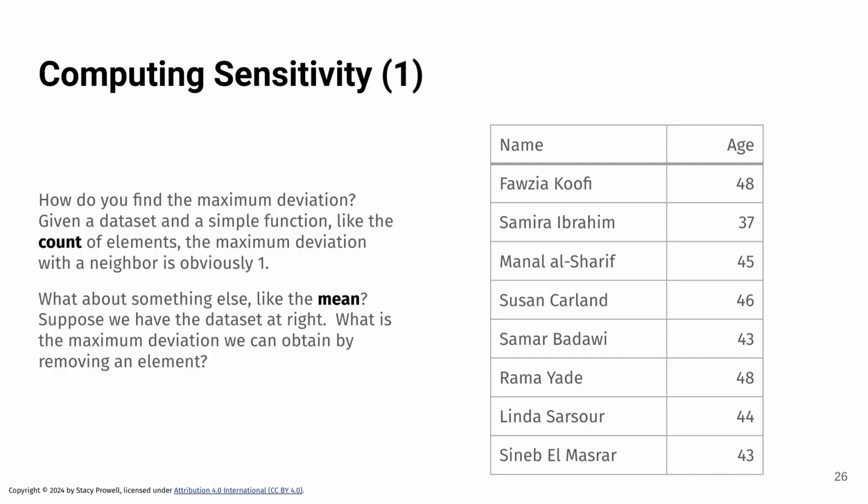Sensitivity seems like it's an easy thing. Let's go on and think about the mean. What's the most I can change the mean of this data set? Well, I could drop a row. That's something I can figure out, right? So let's think about removing an element. If we look at that data set, which element do you think removing would change the mean by the most?